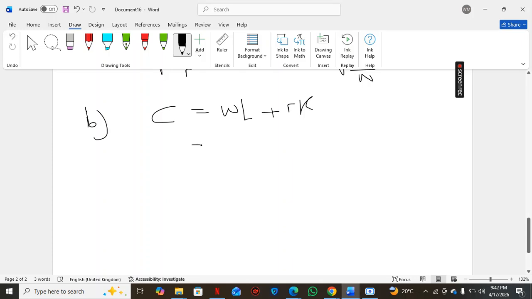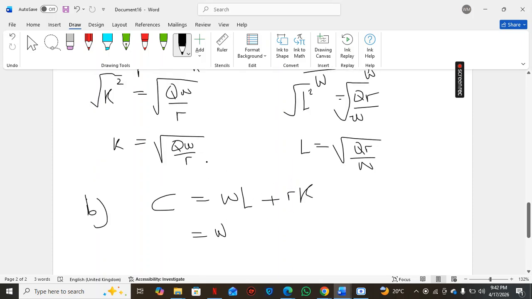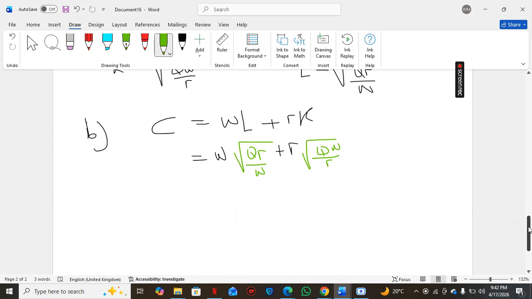We already know the value of L: L equals the square root of QR over W, plus R times K, where K equals the square root of QW over R. Now, we are not yet done, because we need to simplify this expression.